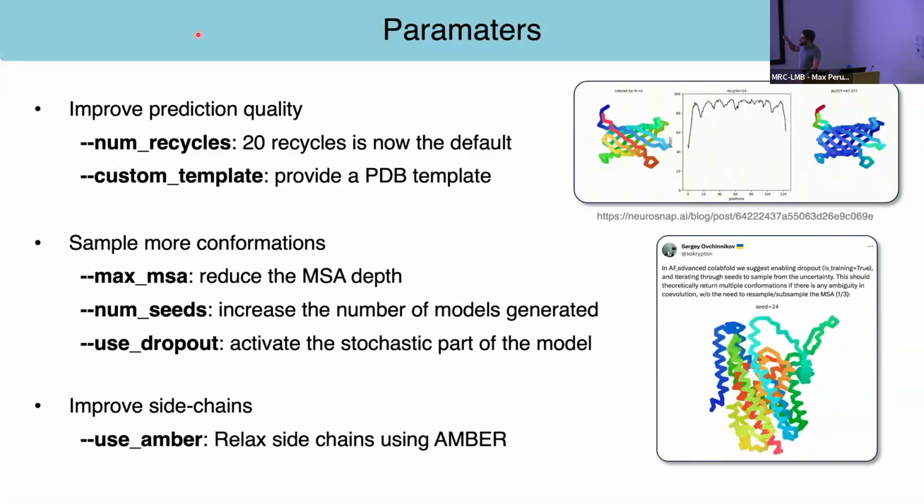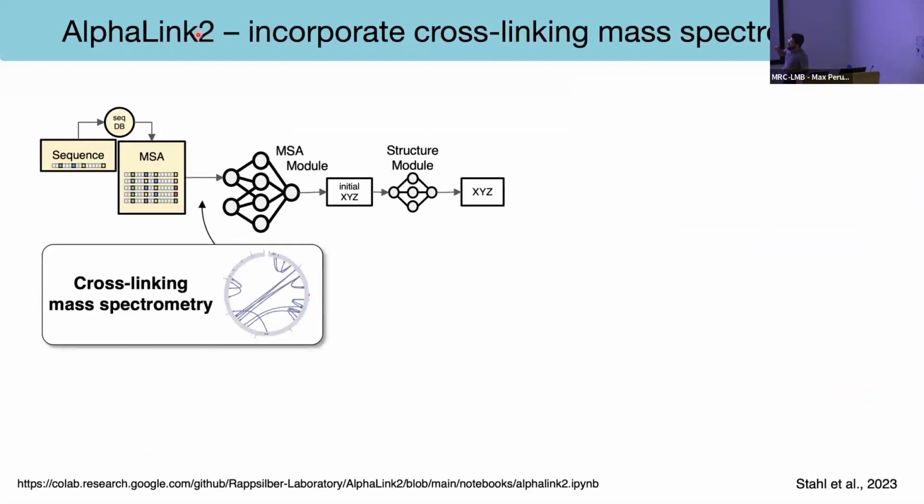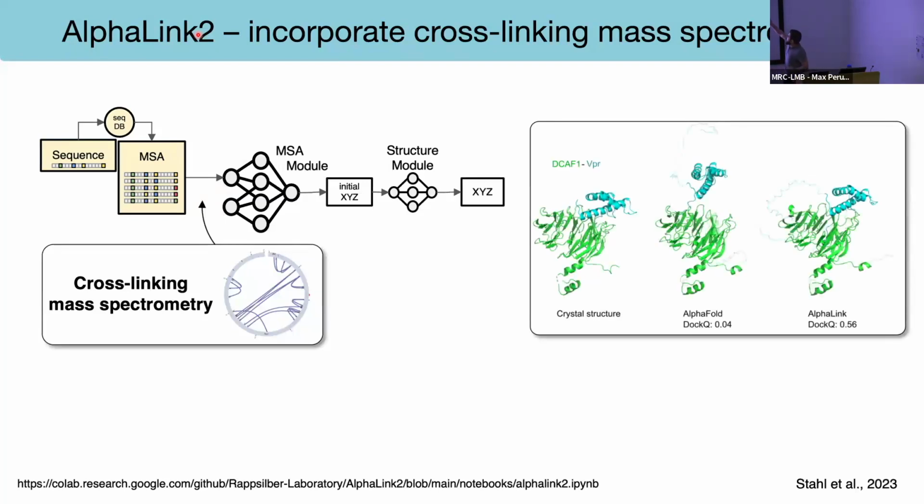Something that we've implemented recently is AlphaLink 2. This is an implementation of cross-linking mass spec data into the AlphaFold pipeline. Because if we think about cross-linking mass spec, we're essentially also getting positional information between residues. So we should be able to put this in as weights on our multiple sequence alignment to improve the prediction to more closely match what we have from experimental data. This was implemented by the Rappsilber lab. And here's an example where they are able to get this interaction between these two proteins that more closely matches the crystal structure when they introduce the crosslinks.